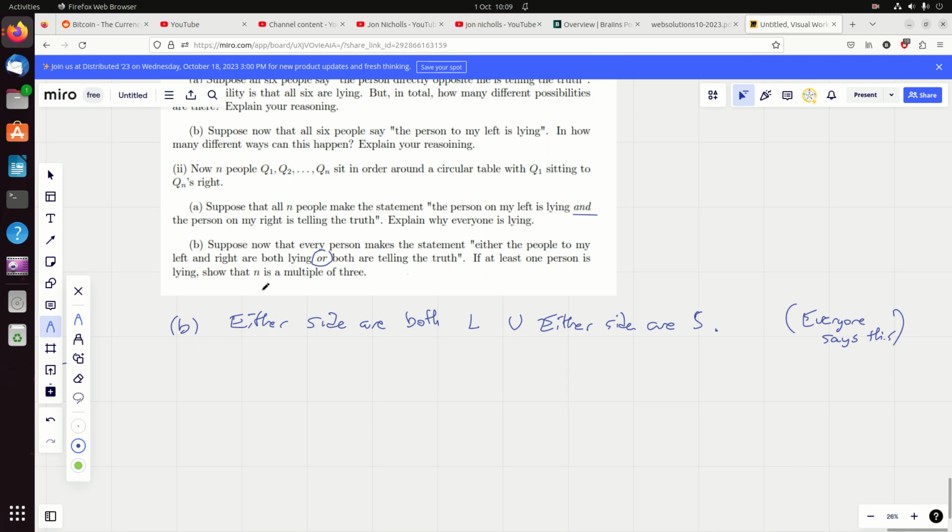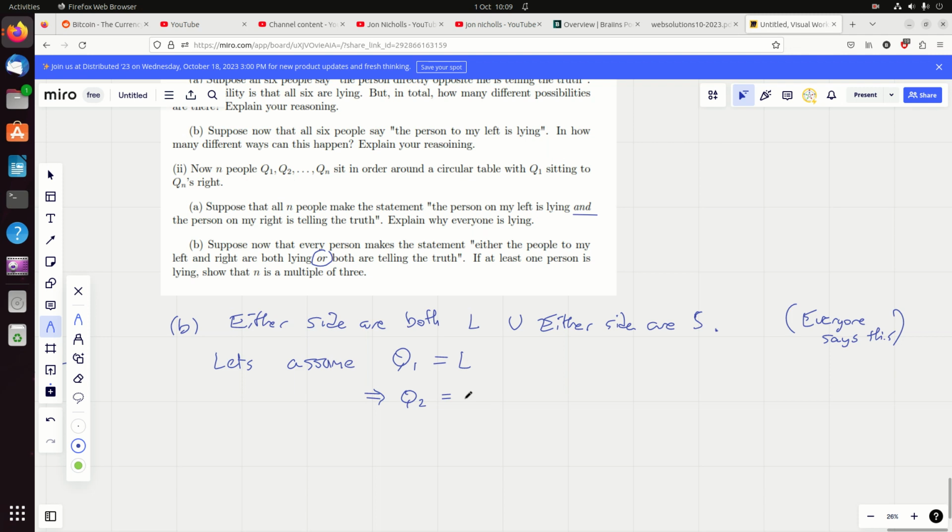If at least one person is lying, show that n is a multiple of 3. So what I did was I said, okay, let's assume Q1 is the liar. Because then we've got at least one person lying. Now what can we deduce about Q2?